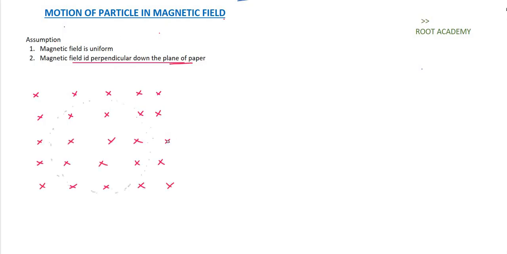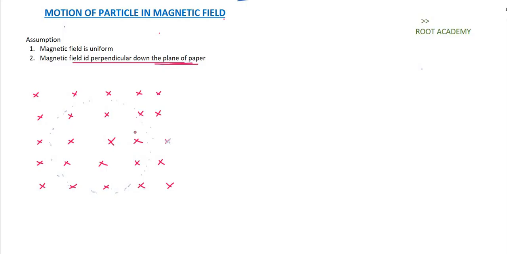Hello everyone. Today we will learn motion of a particle in a magnetic field. What will happen if a particle enters a magnetic field? Suppose this is the magnetic field we are assuming. It is a uniform magnetic field and this field is perpendicular to the plane of the paper. So this is the representation of the magnetic field. Cross means the field is directed downward, inside the paper.